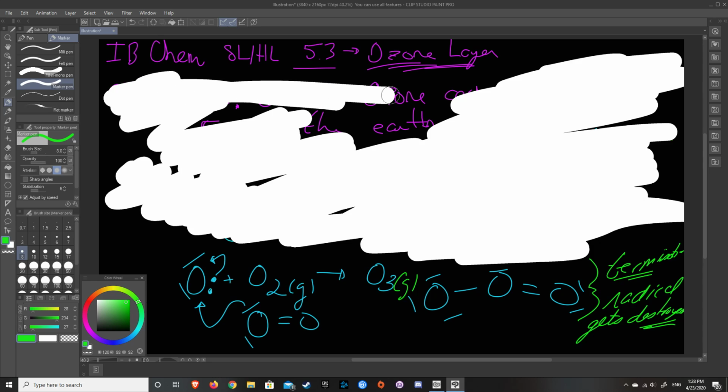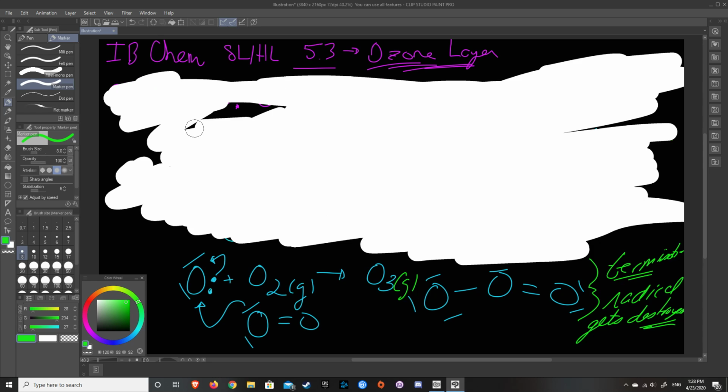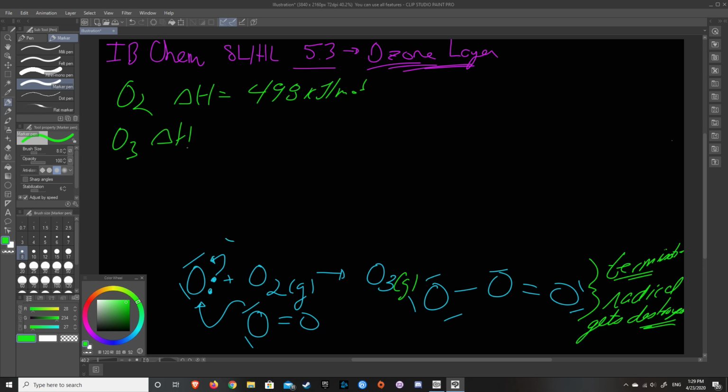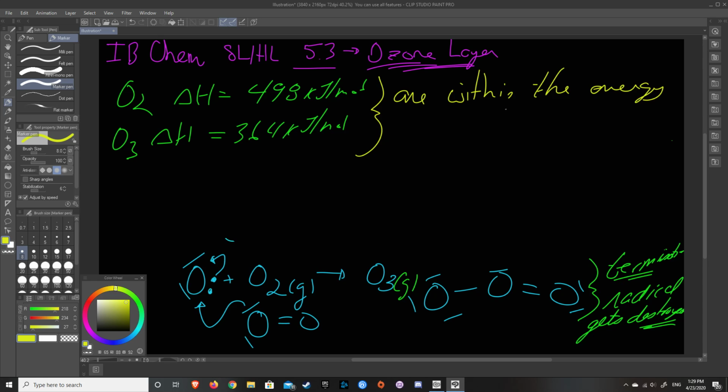So let's look at both of these. Let's look at oxygen. So we said the bond enthalpy of oxygen was 498 kilojoules per mole, and the bond enthalpy of ozone was 364 kilojoules per mole. Both of these are within the energy of UV radiation.